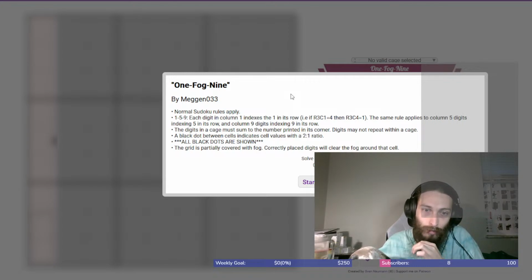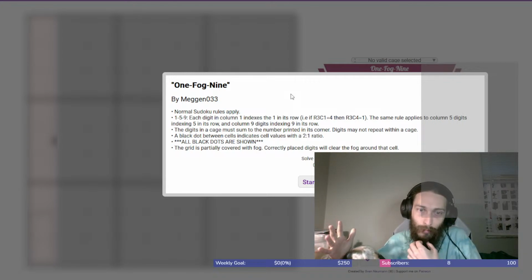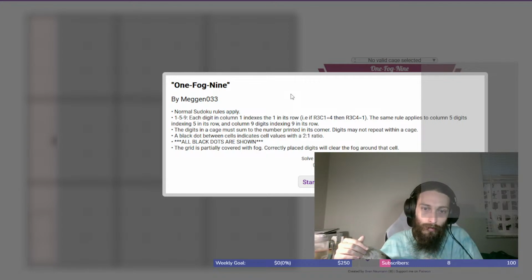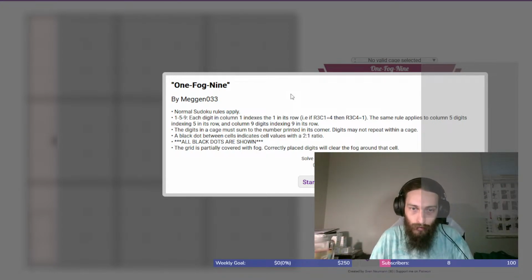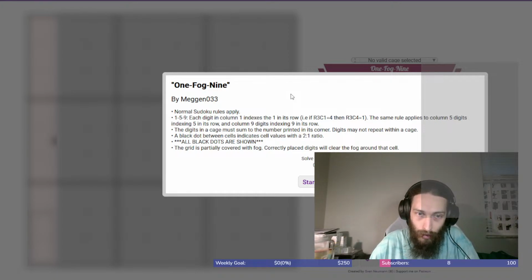Each digit in column 1 indexes the 1 in its row. For example, if row 3, column 1 is a 4, then row 3, column 4 is a 1. The same rule applies to column 5 digits indexing the 5 in its row, and column 9 digits indexing the 9 in its row. The digits in a cage must sum to the number printed in its corner. Digits may not repeat within a cage.